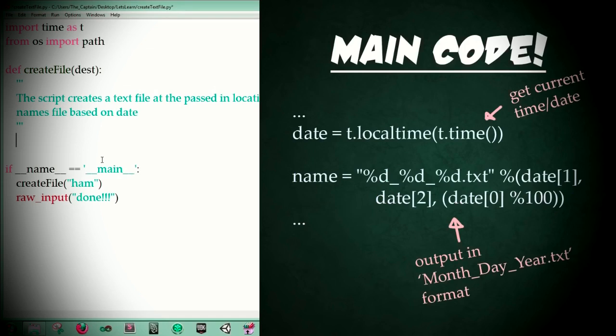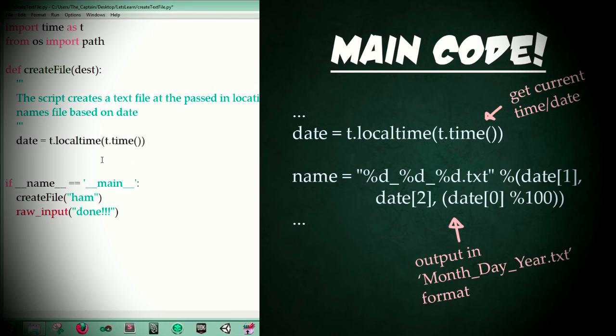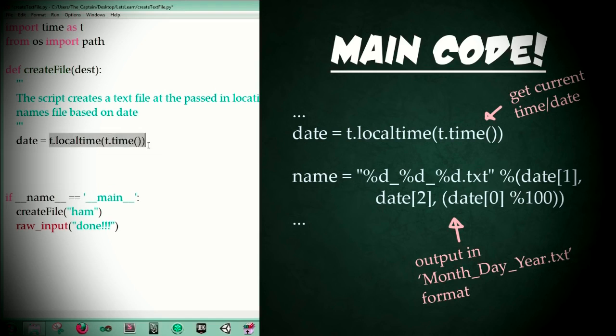And now we're going to begin with our main code. Next, we're going to type in date is equal to t.localtime, open parentheses, t.time, open parentheses, close both parentheses, enter. And what this line is saying is, hey, grab the current time and convert it to a usable format in a list.